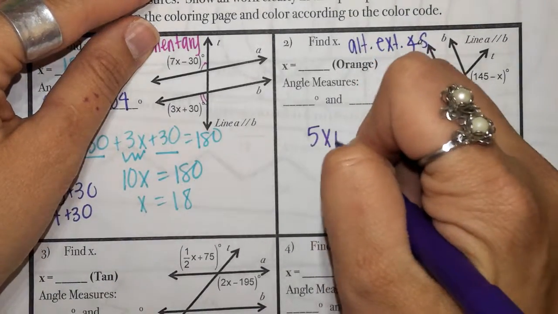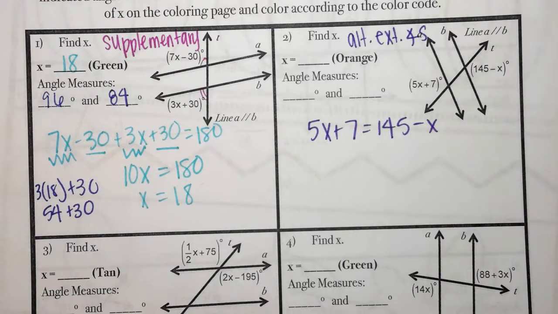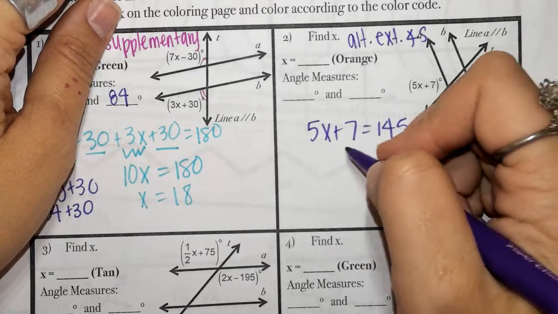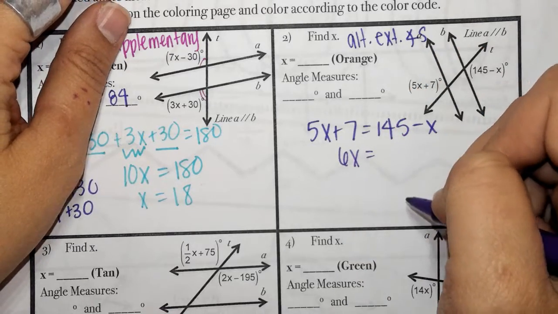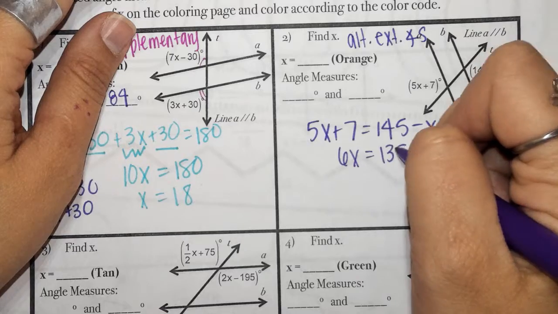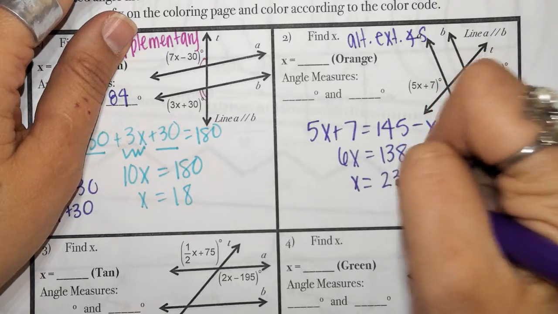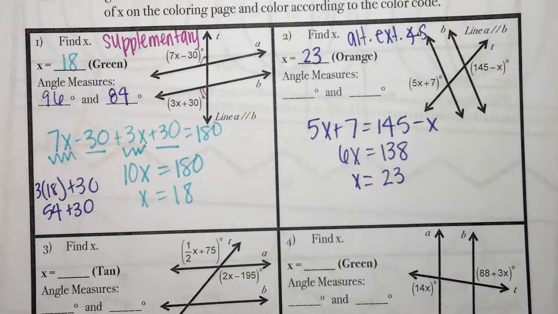So we say 5x plus 7 equals 145 minus x. Now, how would we move this negative x over here? We would add it. And would we subtract that 7? Yes. So we would get 6x equals what? 138. And then what would we do? Divide. And what does x equal? 23. Now, do we have to find the measure of the angles? Yeah.